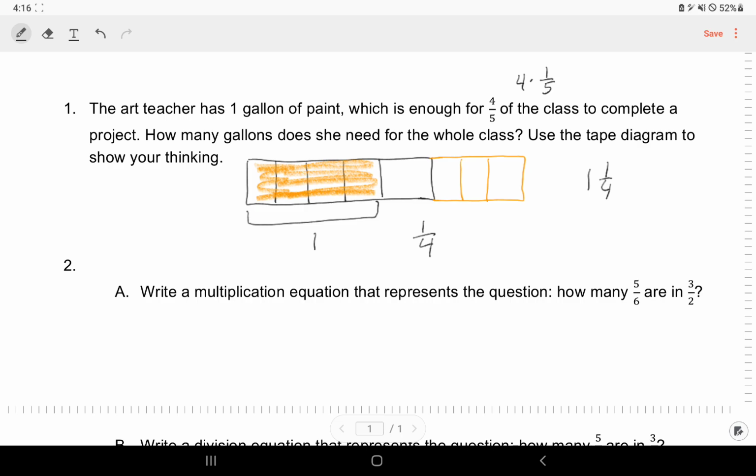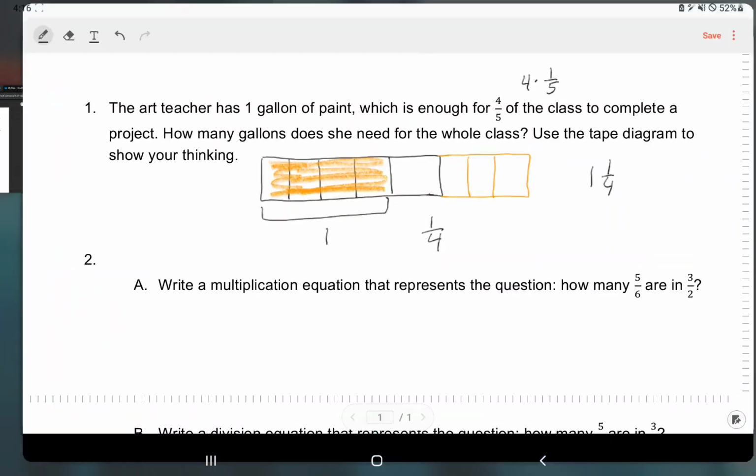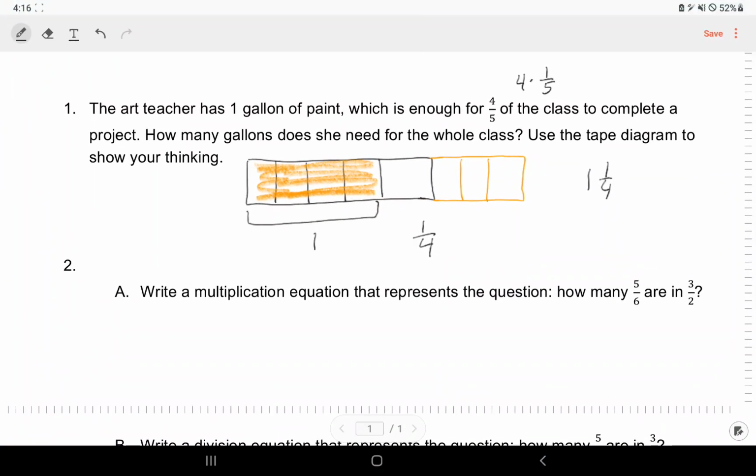And so that's 1 and 1/4. And so I showed my thinking and I got my answer. And apparently my device wants to screw around.